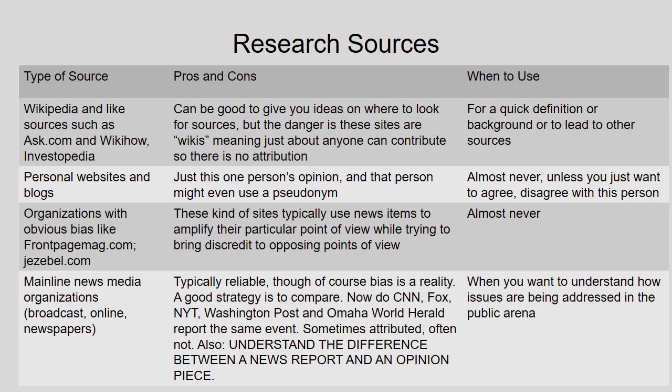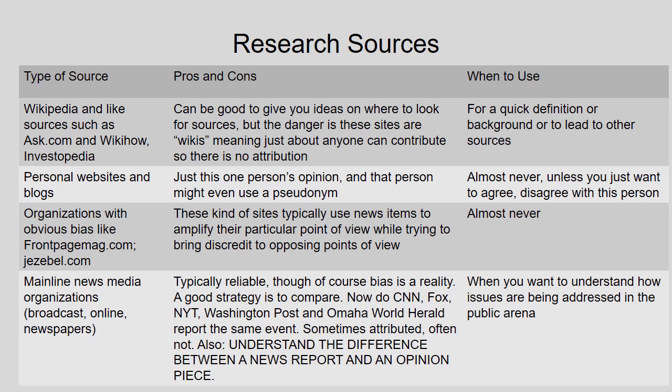Okay, then we get to mainline journalistic sources, like mainline news organizations, broadcast news or online, or newspapers like the New York Times, Washington Post, Omaha World Herald. Those are great. Using journalistic sources is just fine. Understand they're not scholarly sources, but journalistic sources are good to use, especially mainline journalistic sources.